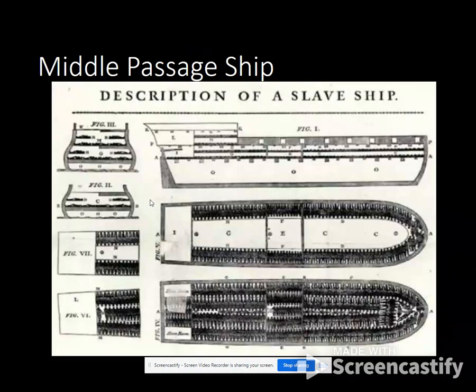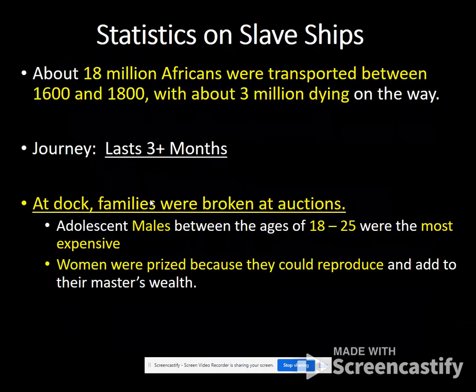Here's just another picture that represents how many slaves they're trying to fit on each boat, as many as possible so they can make the most money. As for statistics on these slave ships, about 18 million Africans were transported between 1600 and 1800, with about 3 million dying on the way, while crossing the Atlantic Ocean on the Middle Passage. When they do die, they just throw them overboard into the Atlantic Ocean.